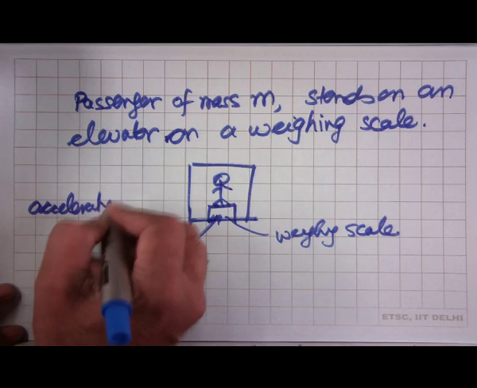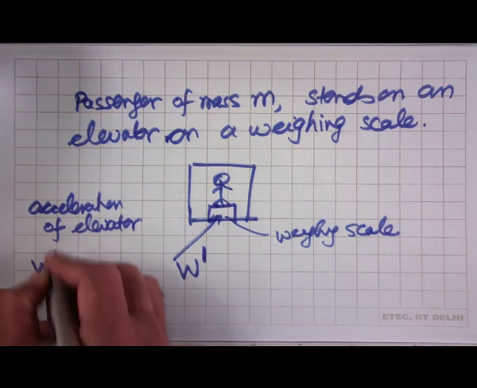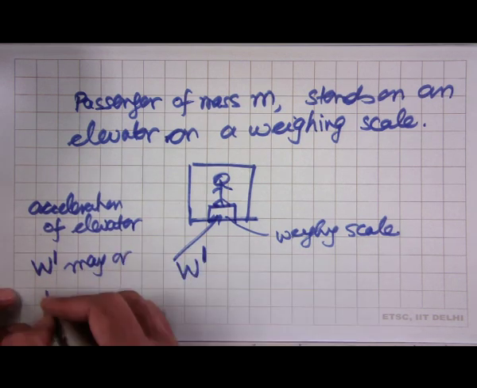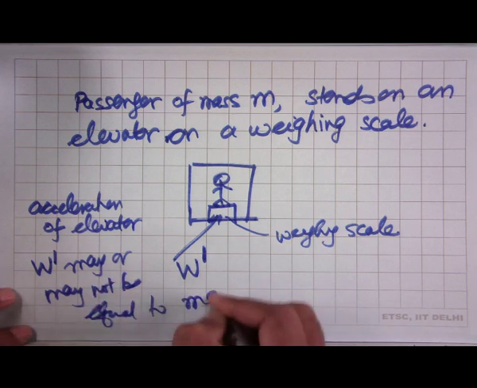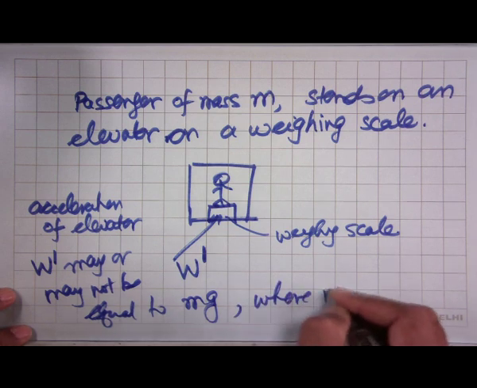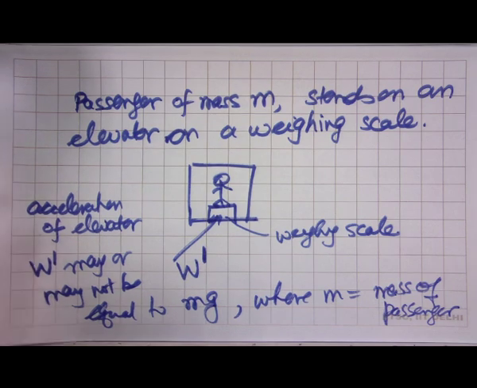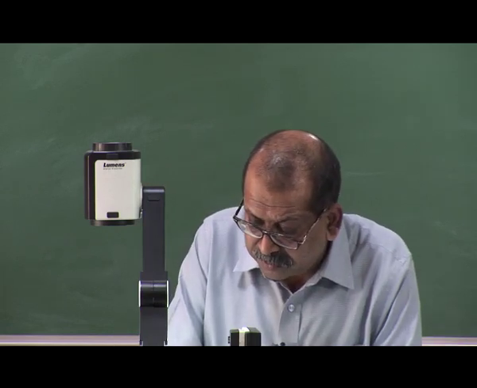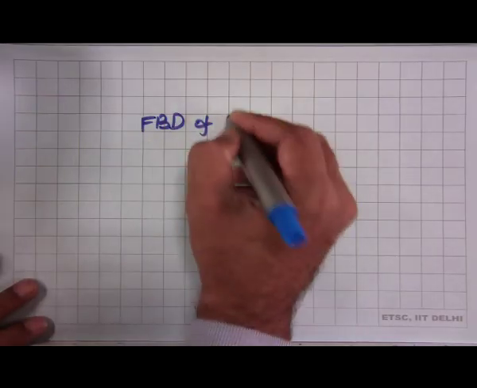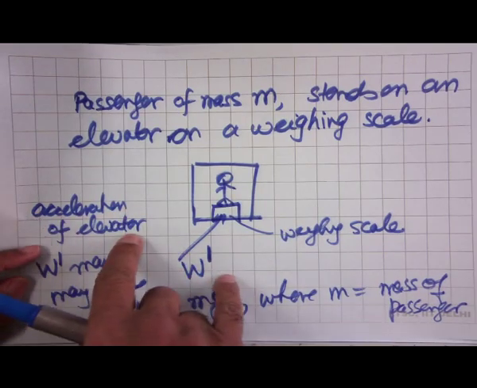the acceleration of the elevator, W prime may or may not be equal to mg, where m is the mass of the passenger. So, here let us draw a free body diagram of the person. We will analyze these cases for different values of acceleration of the elevator.